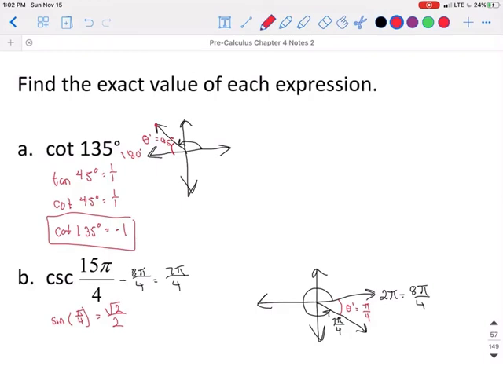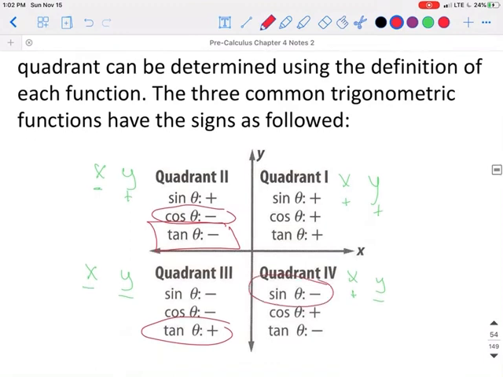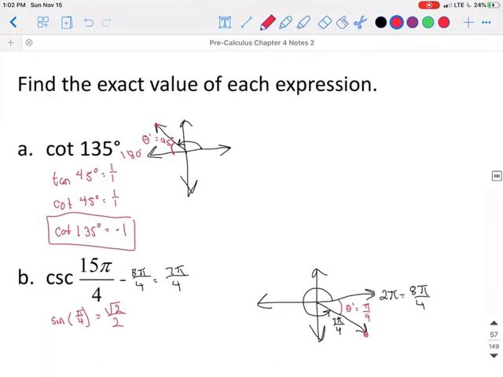But we are in quadrant 4, and sine in quadrant 4 is negative. So the sine of 7 pi over 4 would be negative radical 2 over 2. To find cosecant, we just need to find the reciprocal of that. So cosecant of 7 pi over 4 would be negative 2 over radical 2.